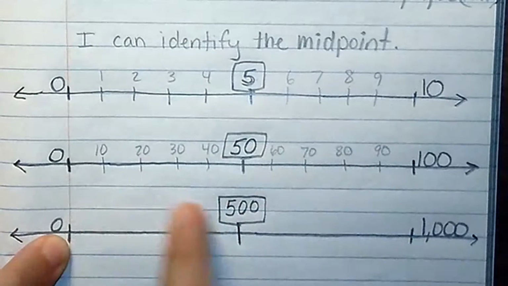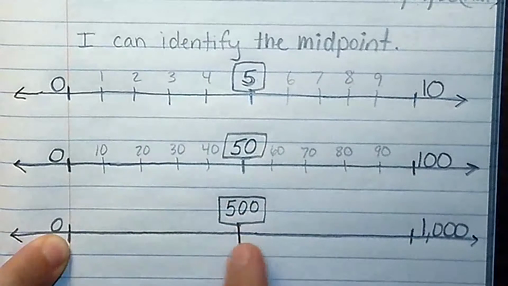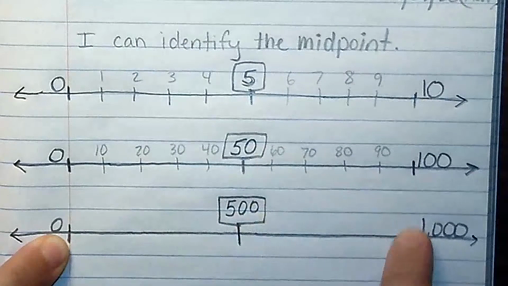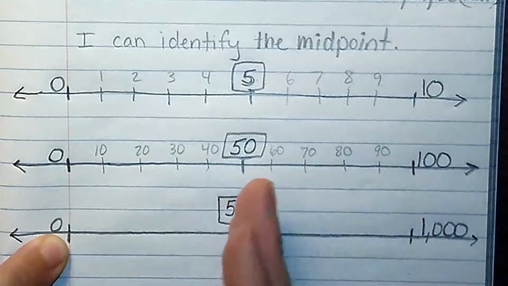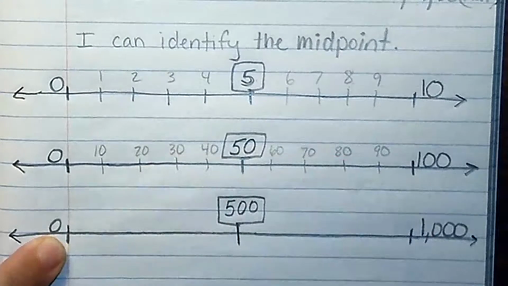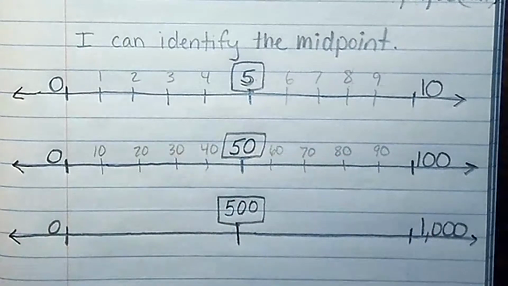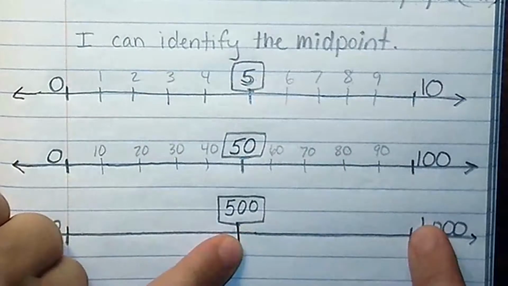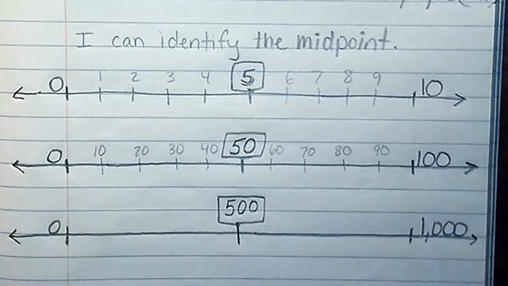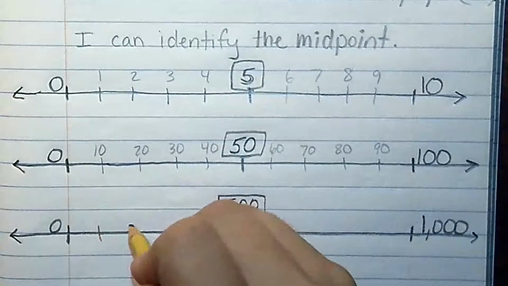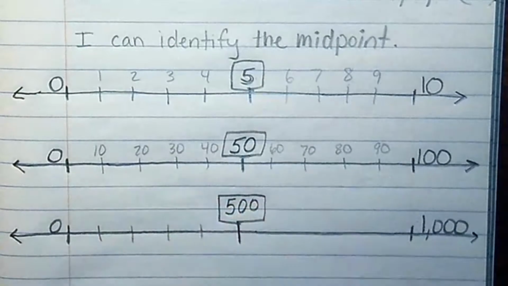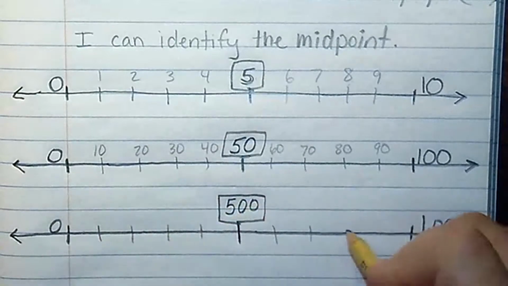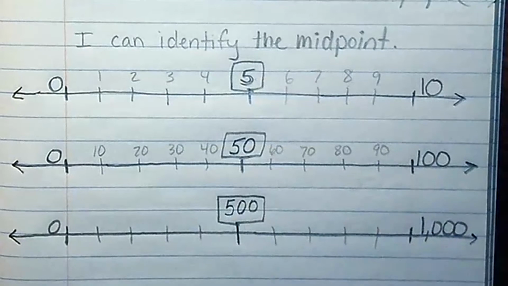That means from 0 to the midpoint, it was 500. And then from 500 to 1,000, it's another 500. It's halfway. It's an equal share on both sides. So I'm going to need to split each of these. And I'm going to make 4 little marks on each side. 1, 2, 3, 4. 1, 2, 3, 4. That way my number line is spaced out pretty well.